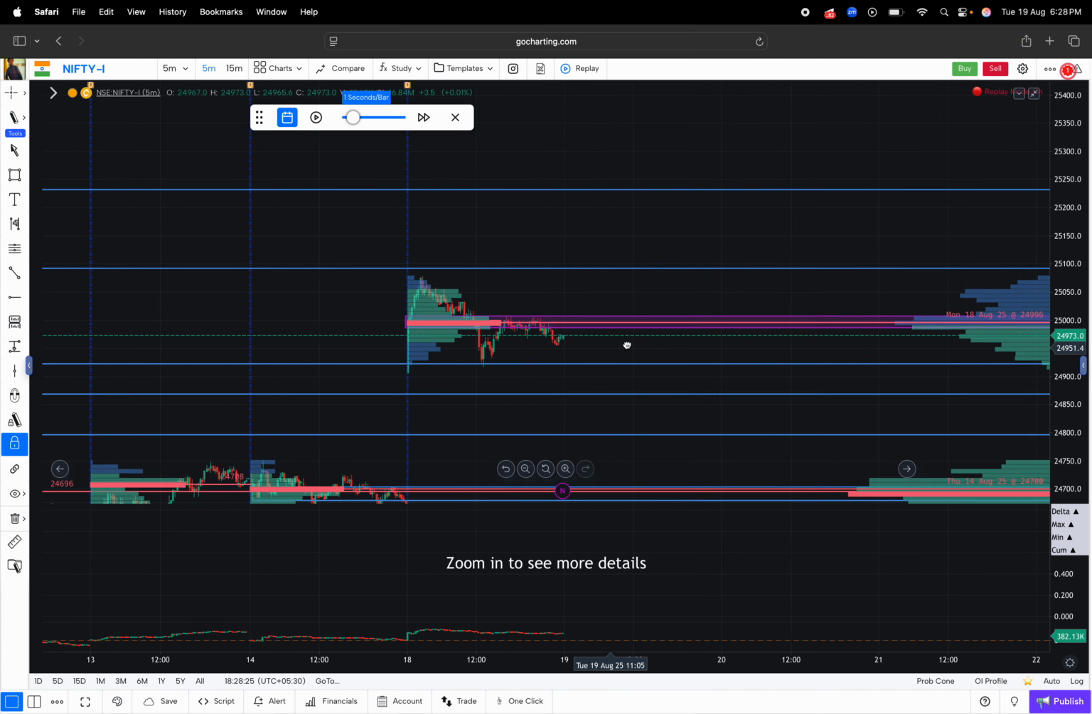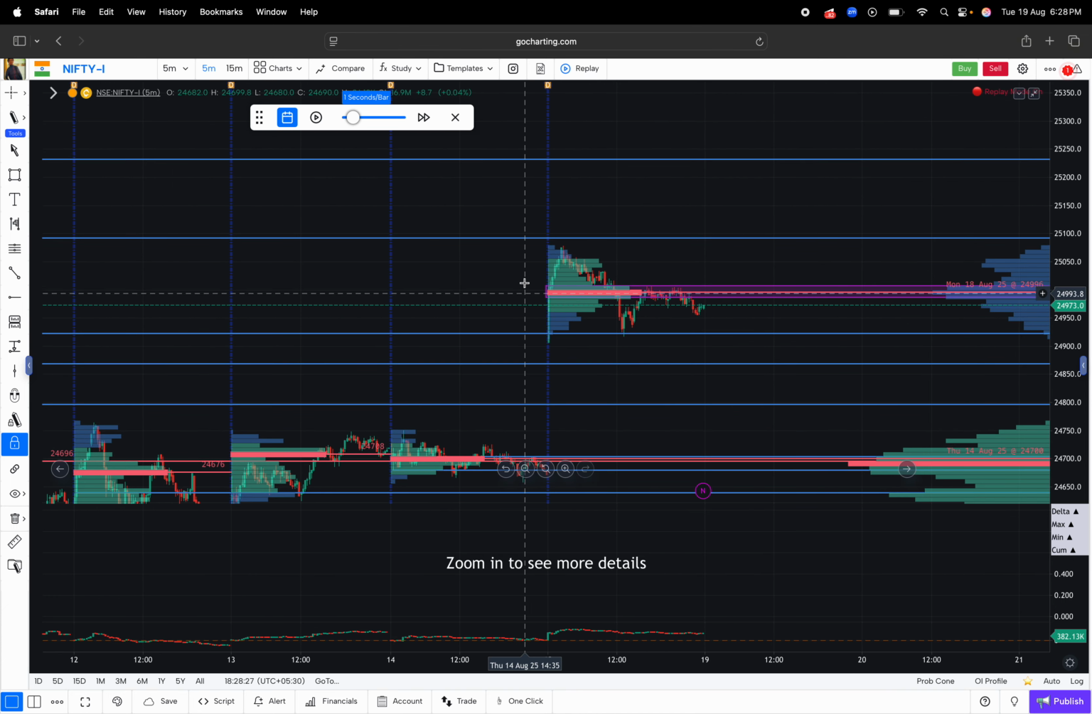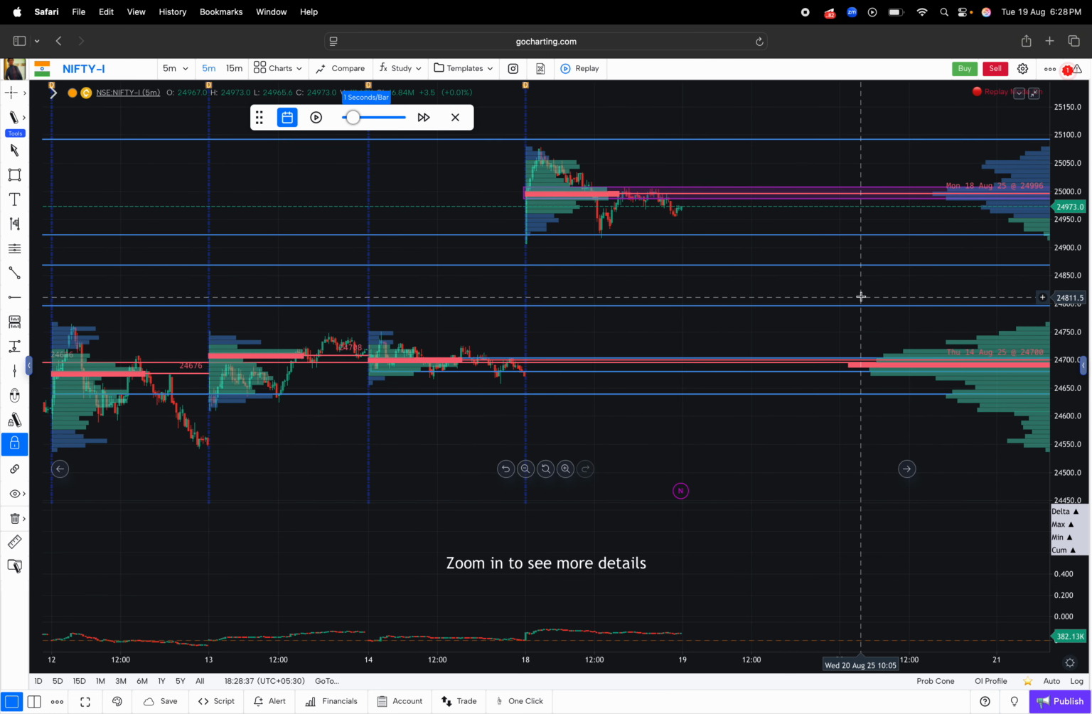We have to go for the previous day. But for the previous day we don't see anything because it was a big gap up, more than 200 points. So we don't have anything to mark here. So what can we do? We can mark this particular area.